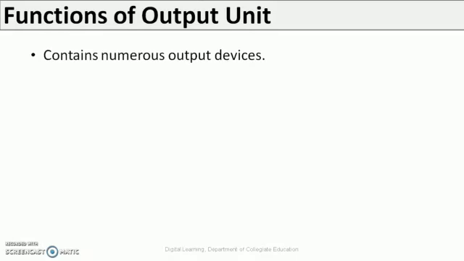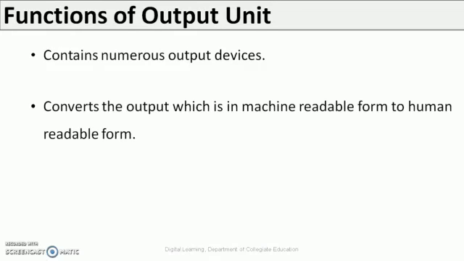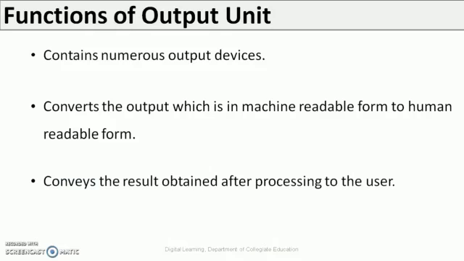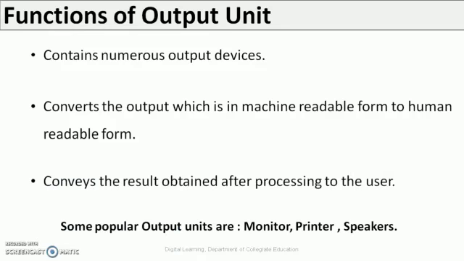Finally, the output unit. We have numerous output devices, and the most commonly used output device is the monitor. The processed information is in the form of zeros and ones, which cannot be understood by humans. So the output unit converts the output from machine readable form to human readable form. It conveys the result obtained after processing to the user, through a monitor, printer, speakers, etc.